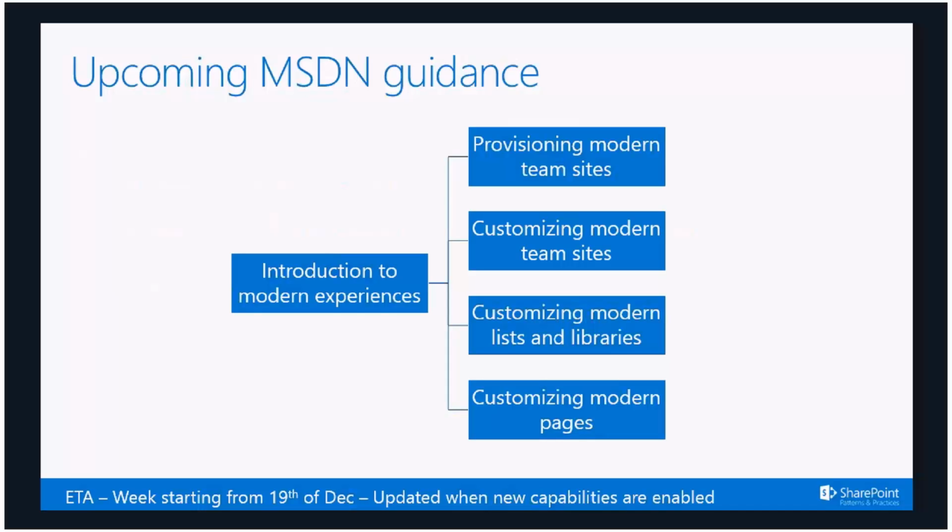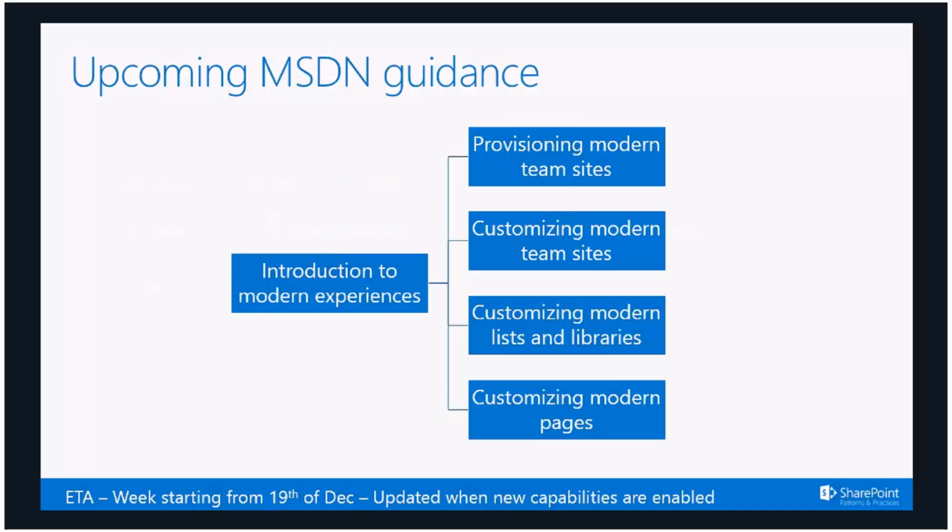The third thing, which no doubt we should have been more clear about already in the past, is the customization story on modern lists and libraries. So how do I modify those, what is supported, what's not supported, and so on. And then customizing modern pages. What is the situation around modern pages? How do I disable them from my sites if needed? How do I enable them? And how do I, for example, in future add web parts on those pages? Right now, that's unfortunately not supported, so the API is missing.